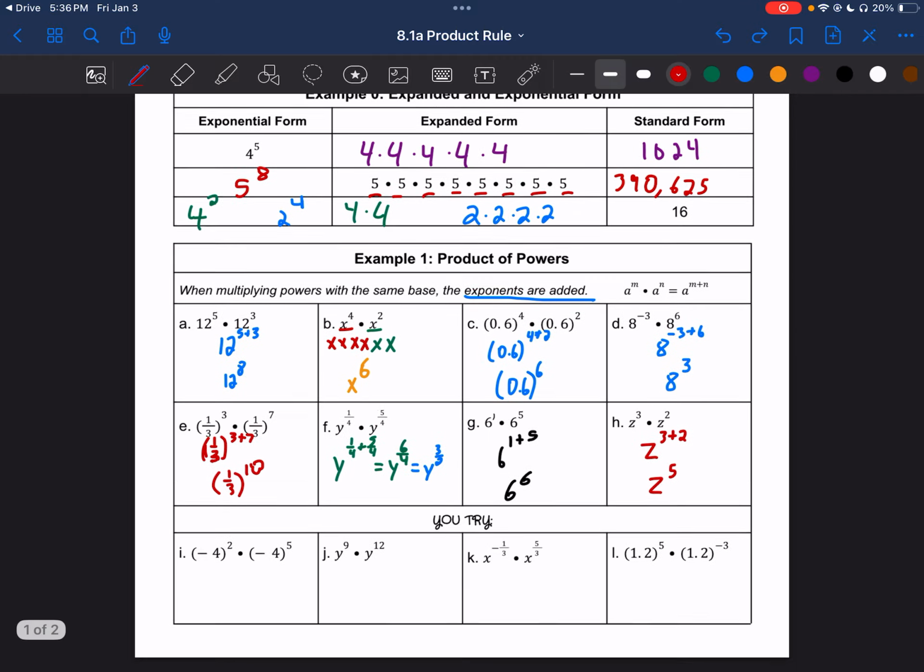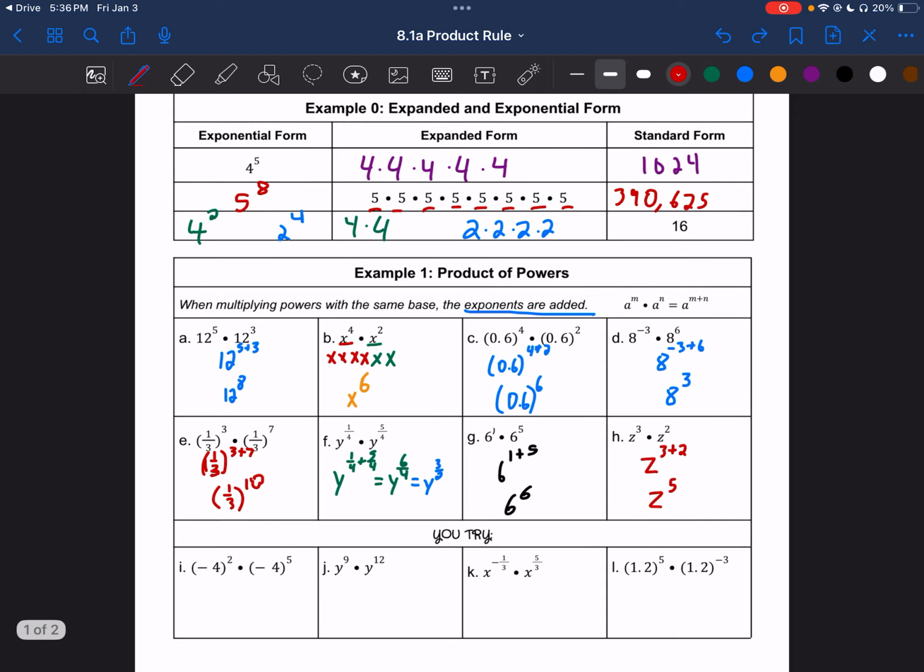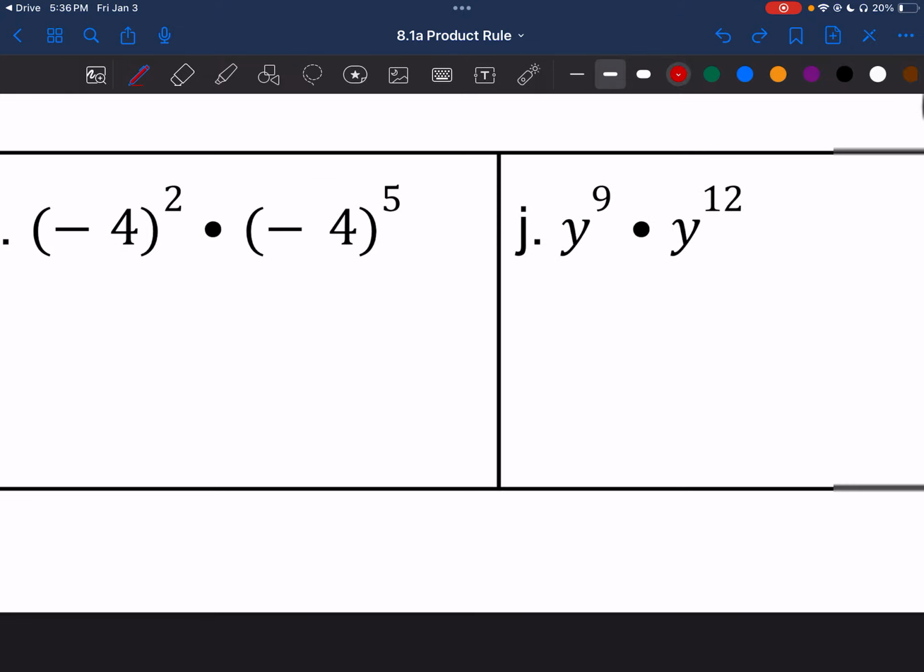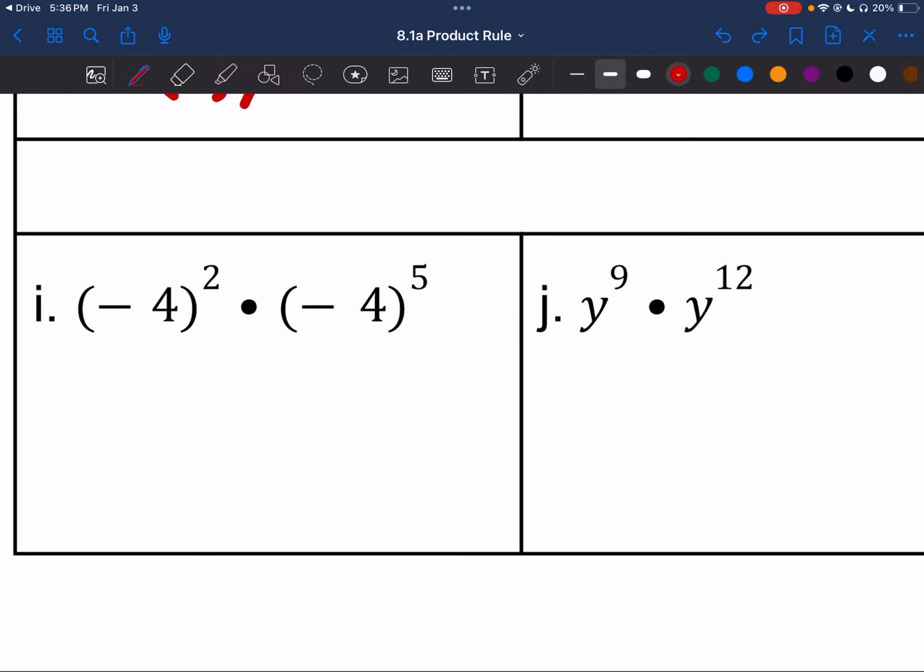And we're going to zoom out now because there are 4 you-try problems that I want you doing on your own. Go ahead and get started on them, and then we'll go over them as a group.